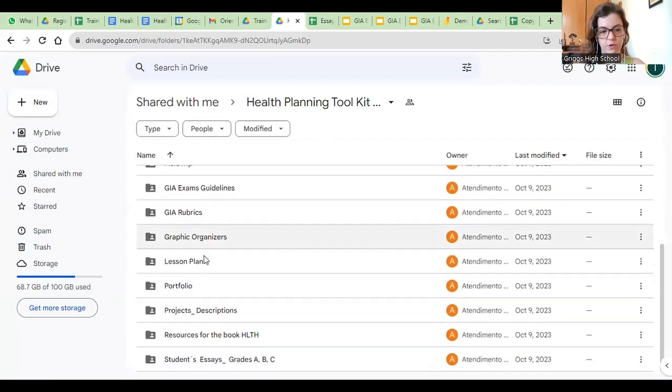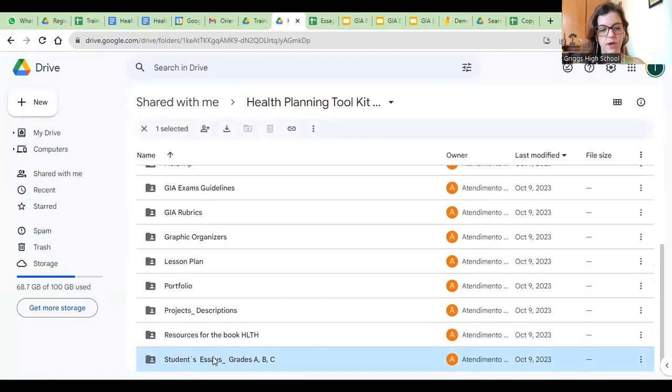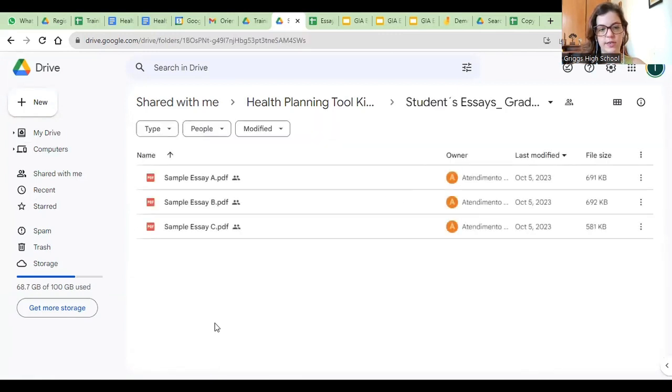Okay, so to finish today's session, you're going to take a look at essay samples. We have sample A, sample B, and sample C.